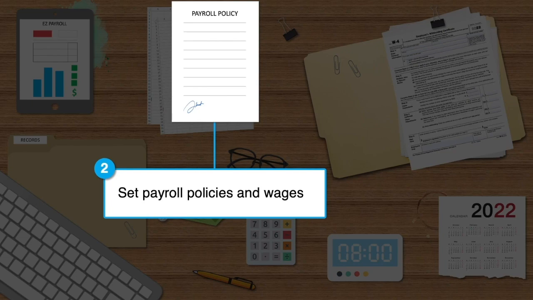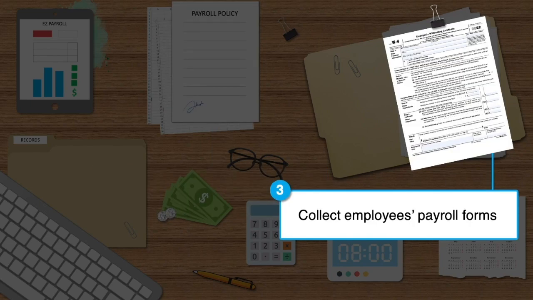State law dictates you must pay at least the minimum wage. Minimum wage varies from state to state, and you want to set wages for each job and position of your small business. Now for the paperwork.